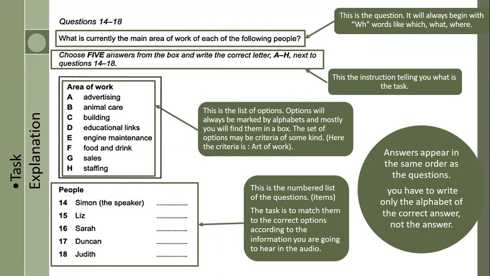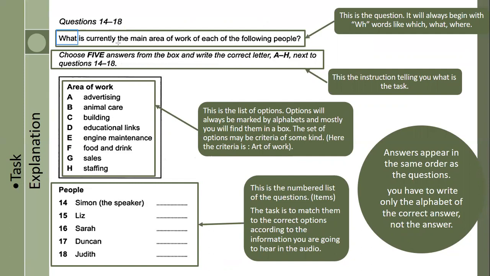First of all, you should know about the question, clear? Like the question starts with what? They will provide you with the information question words, like for example, which, what, where. So you should know how the question starts. It usually begins with where, what, or which.